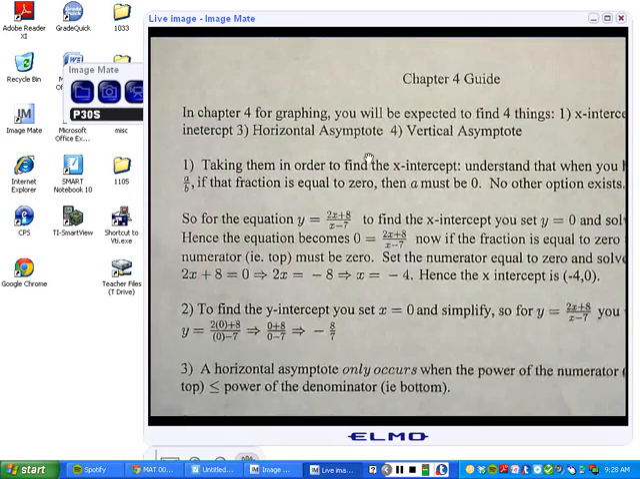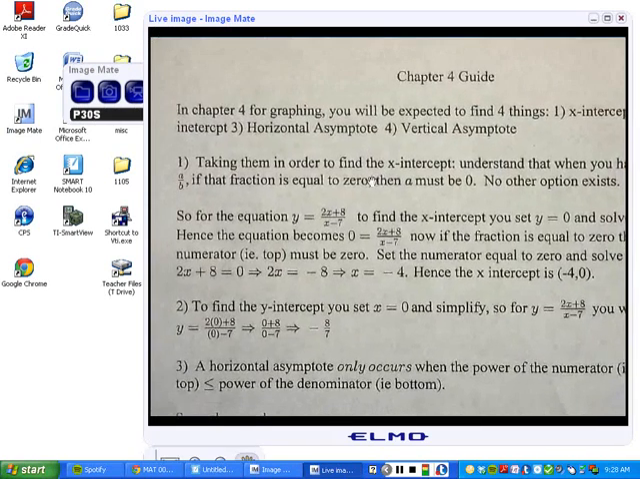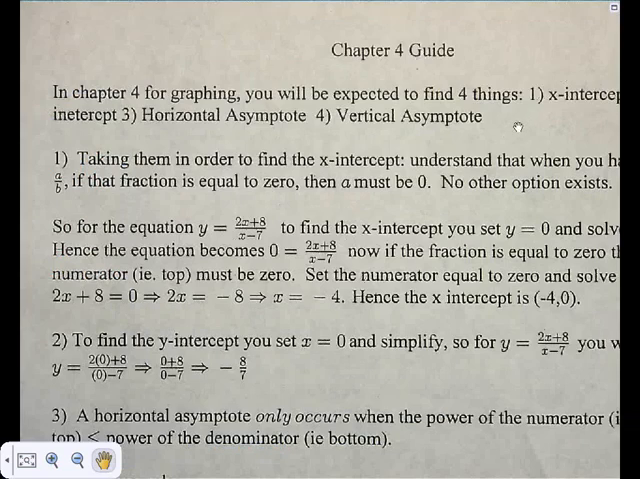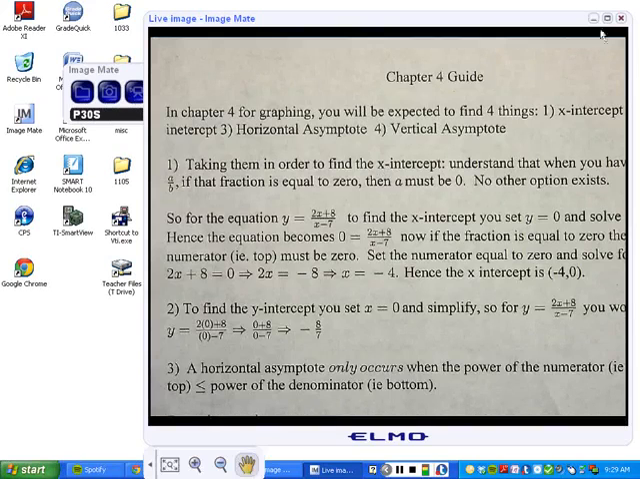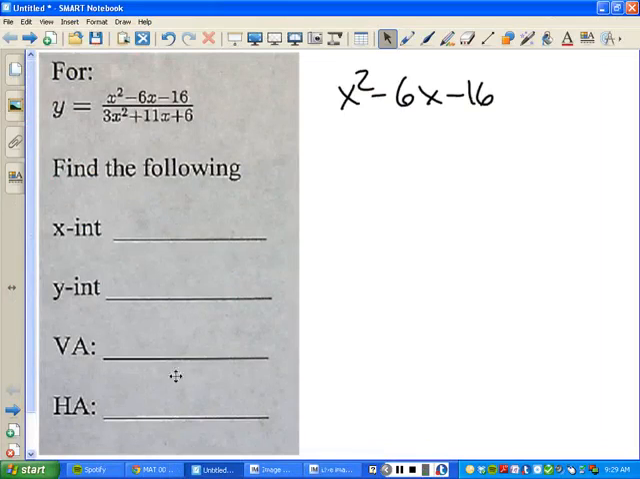I gave you this Chapter 4 guide, and this would have told you how to find the x-intercepts. You find out when you set the top equal to 0. So again, use that guide. If you've lost it, let me know and I'll get you another one. But use that guide. It should help you figure out how to find all of these pieces that you need to know. Okay. So we're going to set the top piece equal to 0.